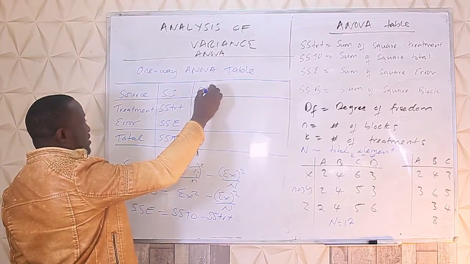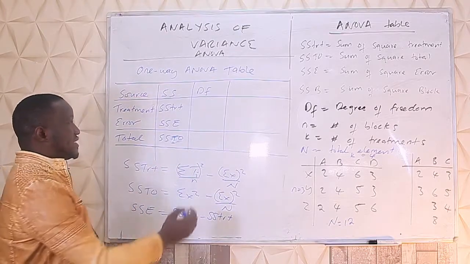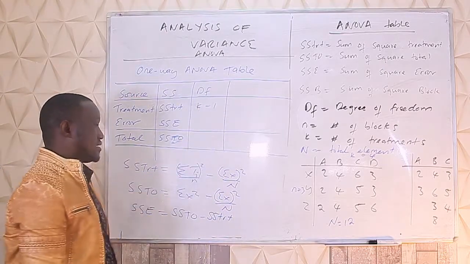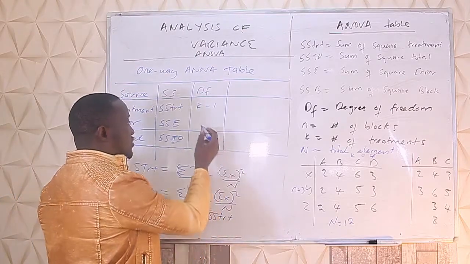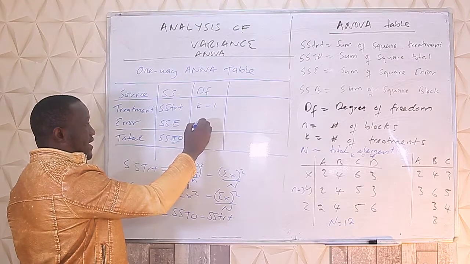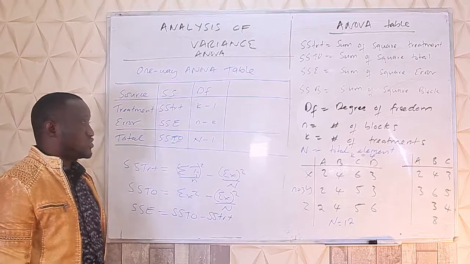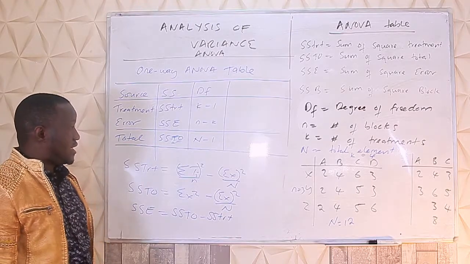Then we go to what is called the degree of freedom. Our degree of freedom for the treatment is simply k minus 1. The degree of freedom for the error is simply n minus k. And the degree of freedom for the total is capital N minus 1.